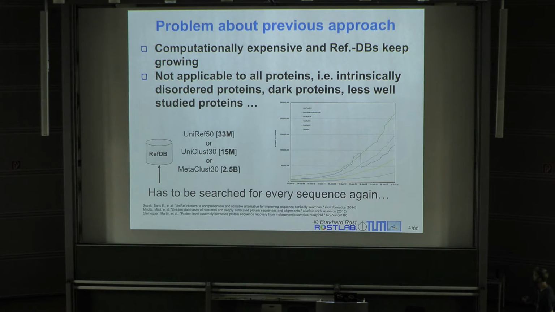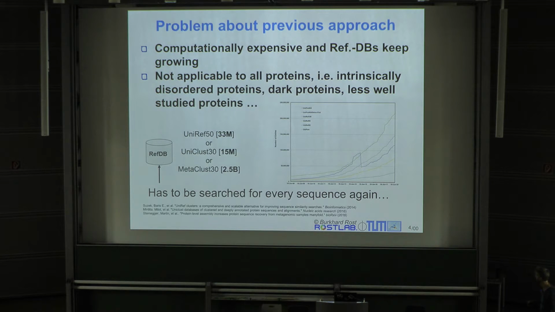Then proteins of the dark proteome. These are proteins which are either hard to crystallize, or which have less interest by biotechnology companies, for example. So we simply do not know much about these proteins for several reasons. But the fact is that we do not have any homologous sequence which has an annotated structure for these proteins. And therefore we will again have only a small multiple sequence alignment and a less informative PSSM for these proteins.